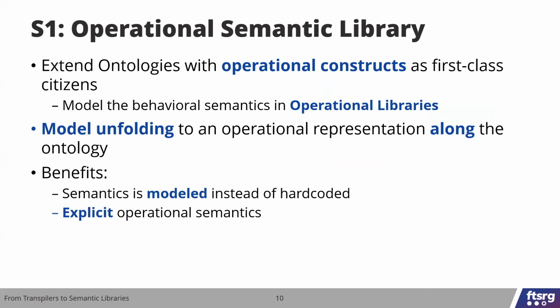This gives us some benefits. The first benefit is that the semantics is modeled in the language itself. It is no more hard-coded into the actual verification tool that we are using. It is modeled and can be refined as any model can be. And we also have explicit semantics. So it is readily apparent to the user and the language designer what the actual semantics of our language is in a given verification context.